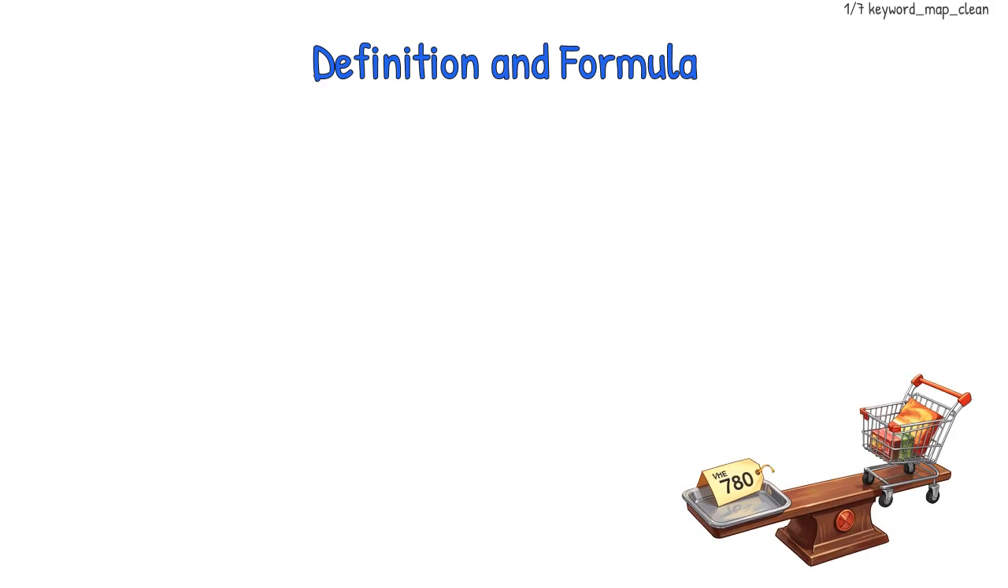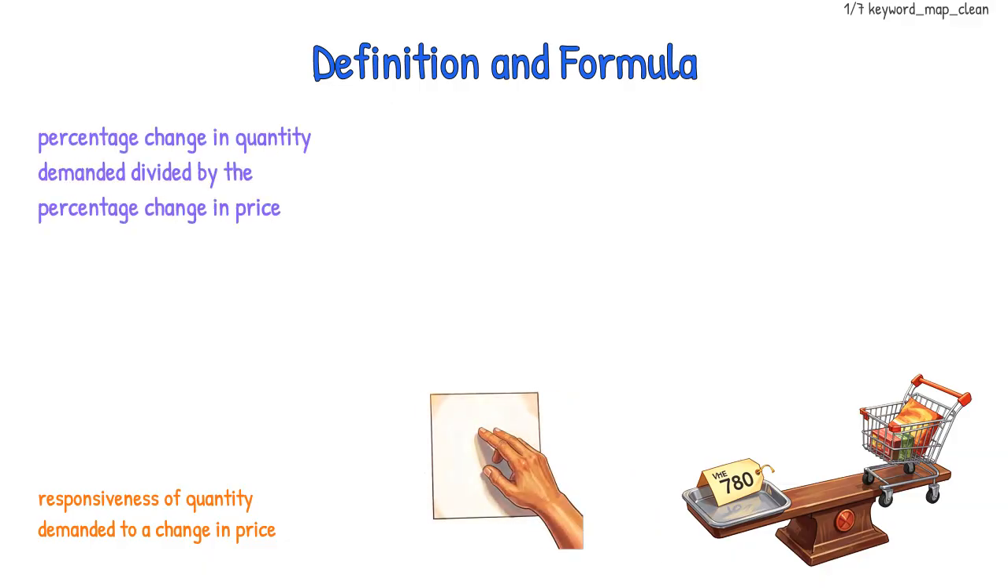Price elasticity of demand, or PED, measures the responsiveness of quantity demanded to a change in price. It is calculated as the percentage change in quantity demanded divided by the percentage change in price. This ratio is always negative due to the law of demand, but economists use the absolute value for analysis.